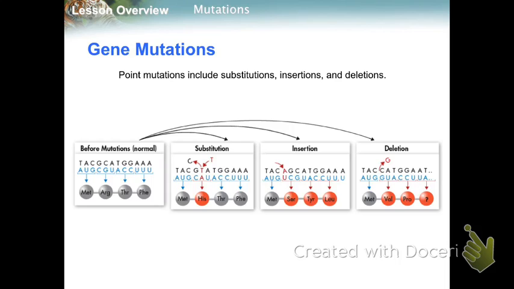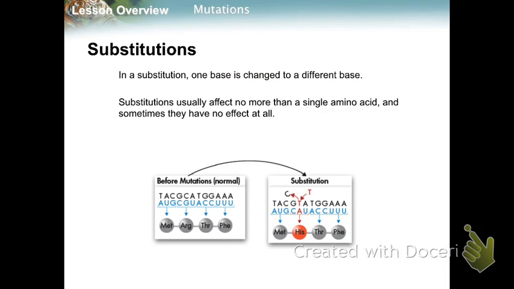There are three types of point mutations: substitutions, insertions, and deletions. And lucky for us, they're exactly like they sound. In a substitution, one base is changed to a different base. Generally speaking, substitutions affect no more than a single amino acid. Sometimes they don't even have an effect.